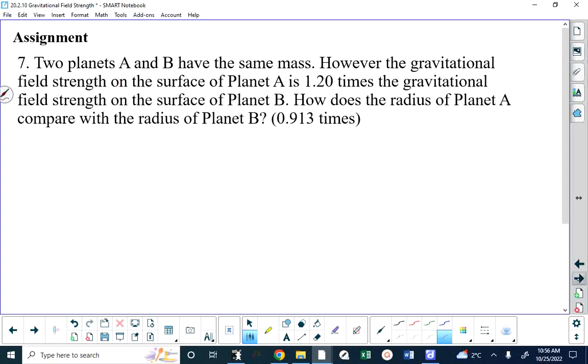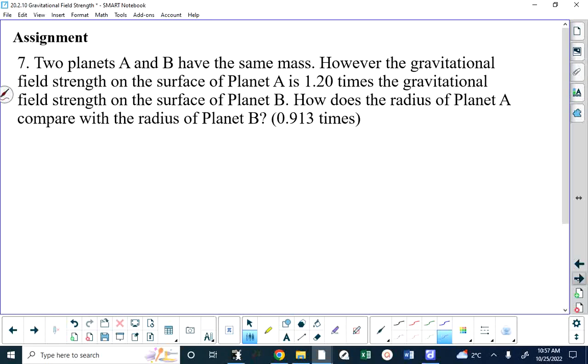So we have two planets that have the same mass. However, the gravitational field strength on one of the planets is 1.2 times the gravitational field strength on the other planet. This is a very difficult question, but I'm giving it to you to exercise those mental muscles for Physics 30. This is a classic kind of question you'd see in Physics 30.